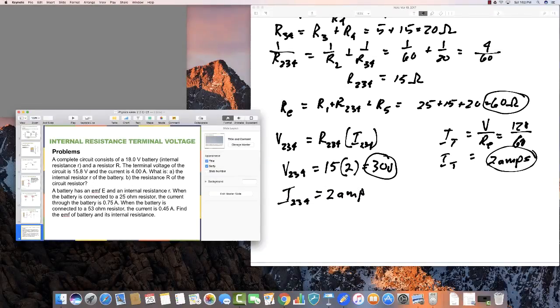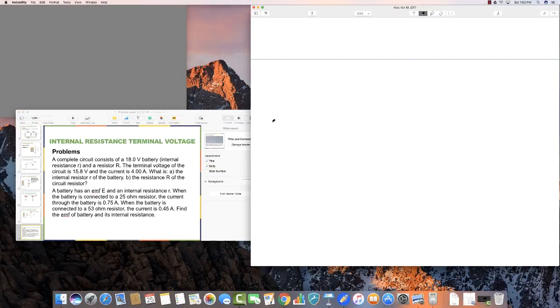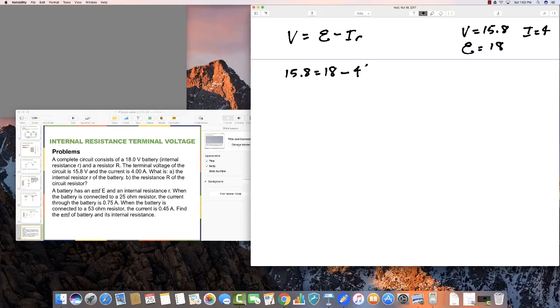Well, let's take a look at how we would do this. First of all, we know that V is equal to E minus I little r. And we know that V is 15.8, E is 18, and I is equal to 4. So this is a pretty straightforward calculation. We know that 15.8 is equal to 18 minus 4 times little r. And if you do the math here, little r has to come out equal to 0.55 ohms.